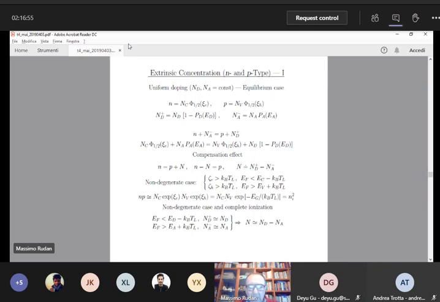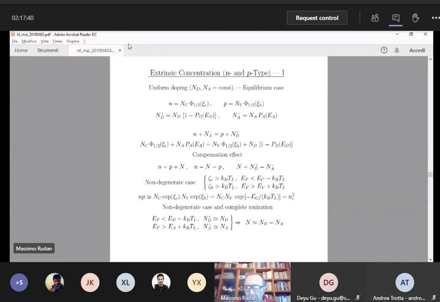This can also be understood in a different way, that is, the concentrations of the negative charges, that are the electrons and the ionized acceptors that are negative. Okay, so electrons are negative and the ionized acceptors also are negative, are equal to the concentrations of the positive charges, that are the holes, and the ionized donors, that are positive, okay?